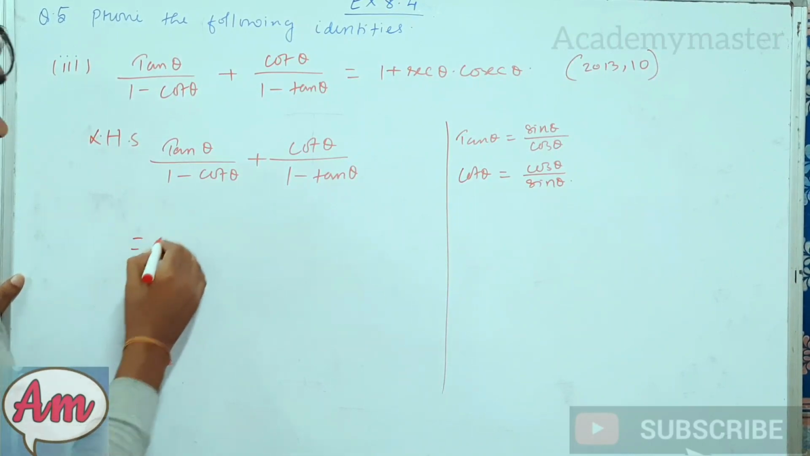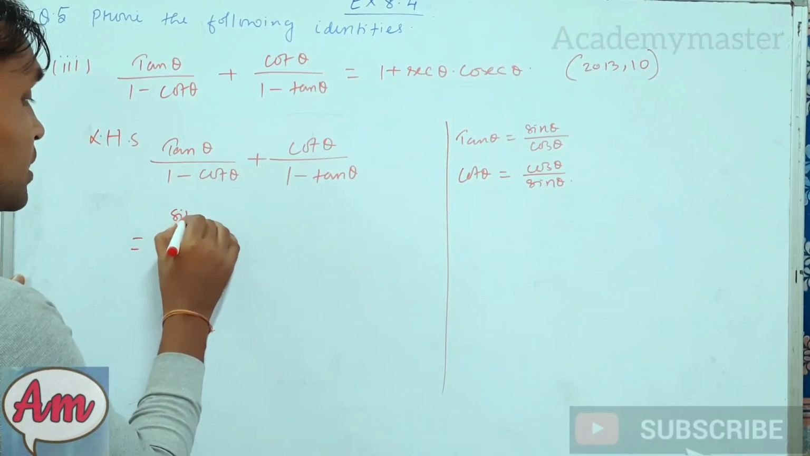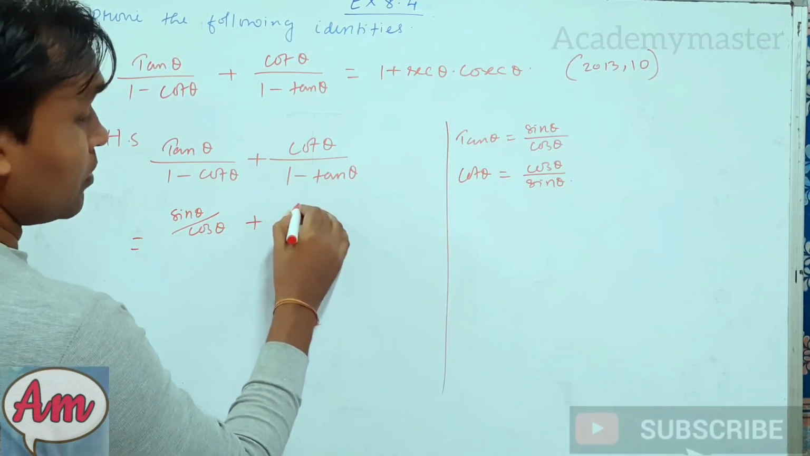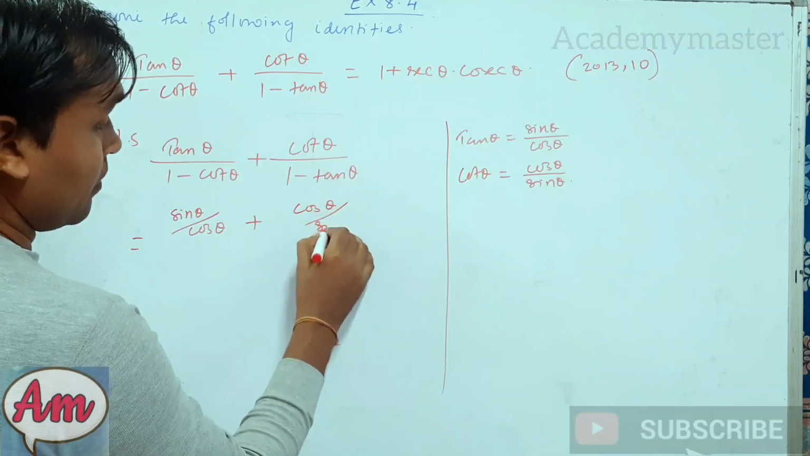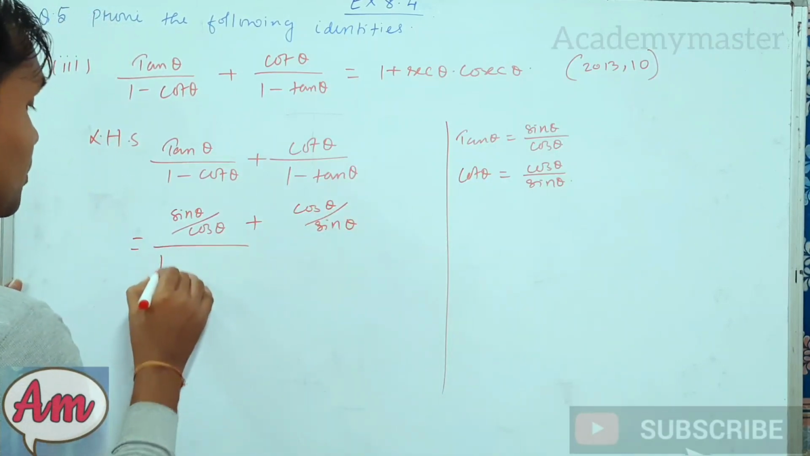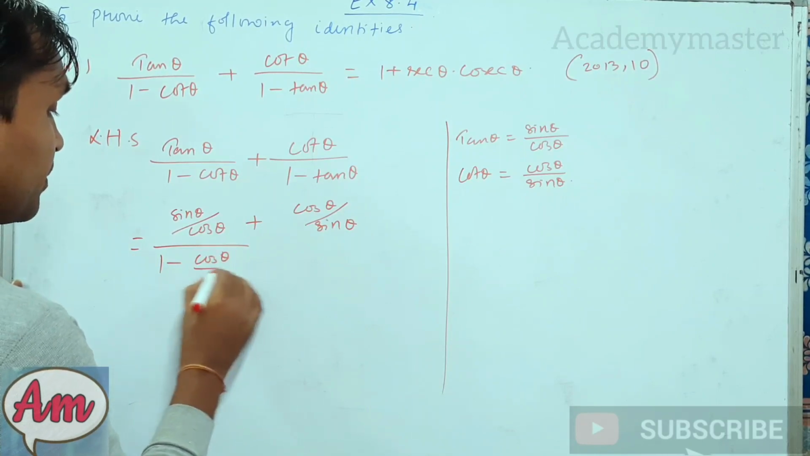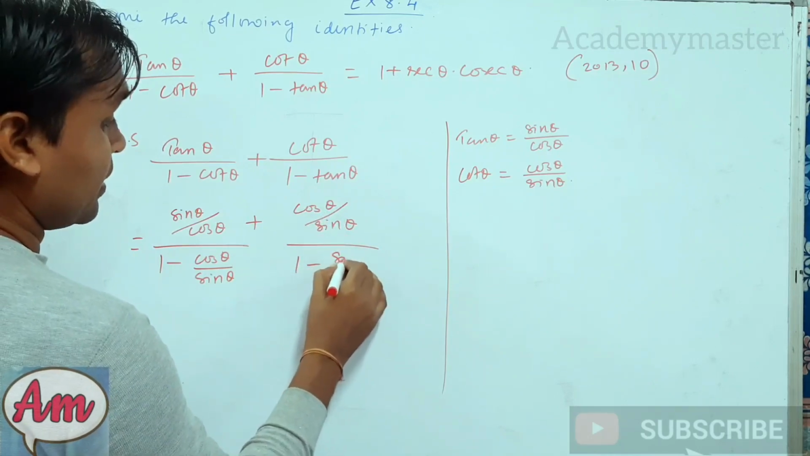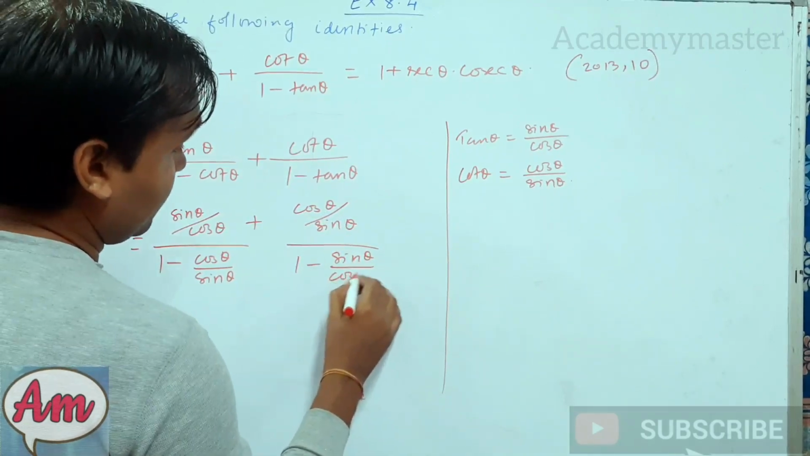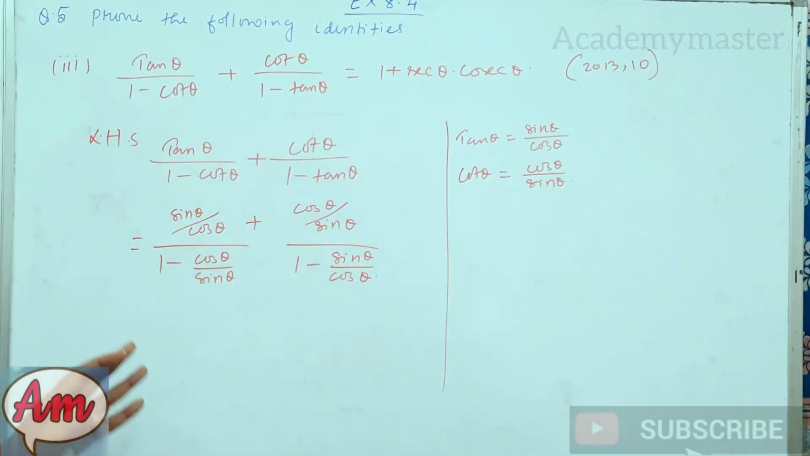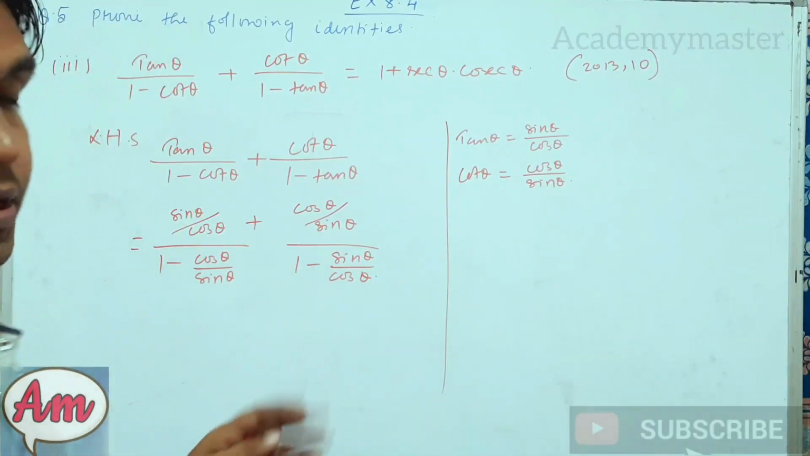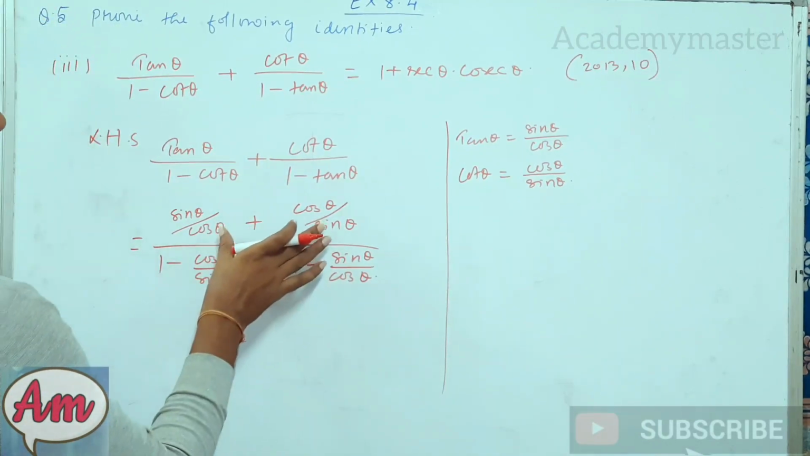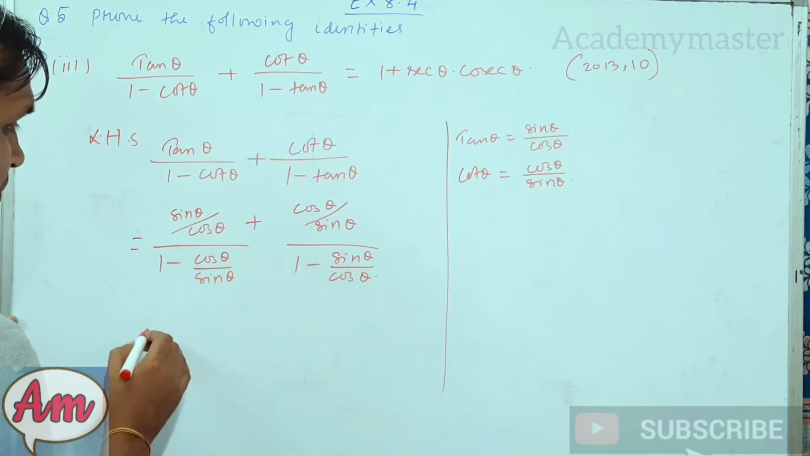Okay, so in place of tan theta we will write what? Sine theta divided by cos theta. Plus cot theta, what we will write? Cos theta divided by sine theta. So it will be 1 minus cos theta divided by sine theta, and here it will be 1 minus sine theta divided by cos theta. Okay, so up to this it is clear, I suppose. Very simple it is. Okay, now in the denominators, you will be taking the LCM.